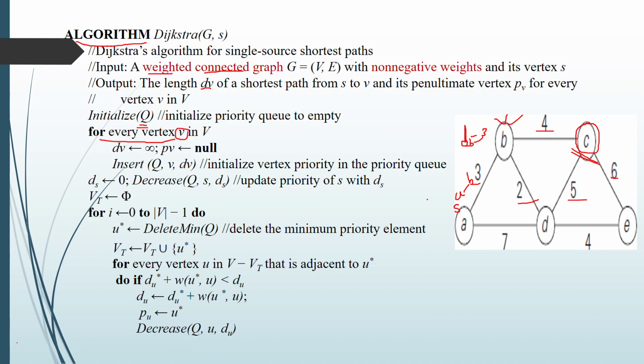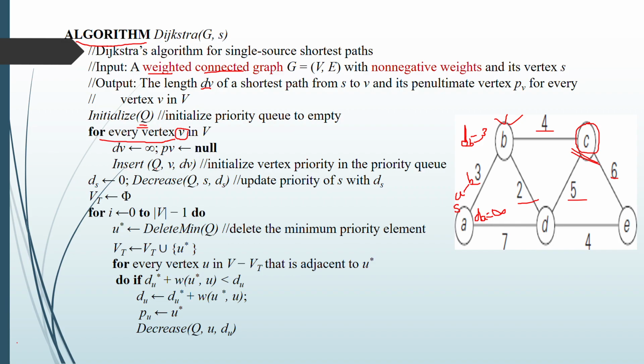Small v means it may be any vertex among the set. So V means the set of vertices A, B, C, D, E, F. If I take A, it is small v. So A is the first vertex and dv equals infinity. Which vertex have I taken as v now? dA equals infinity. First you have to take dv as infinity and pv equal to null, because this is the first vertex and I don't know which one is the last but one vertex. This is the only vertex so far, that's why I take it as null.